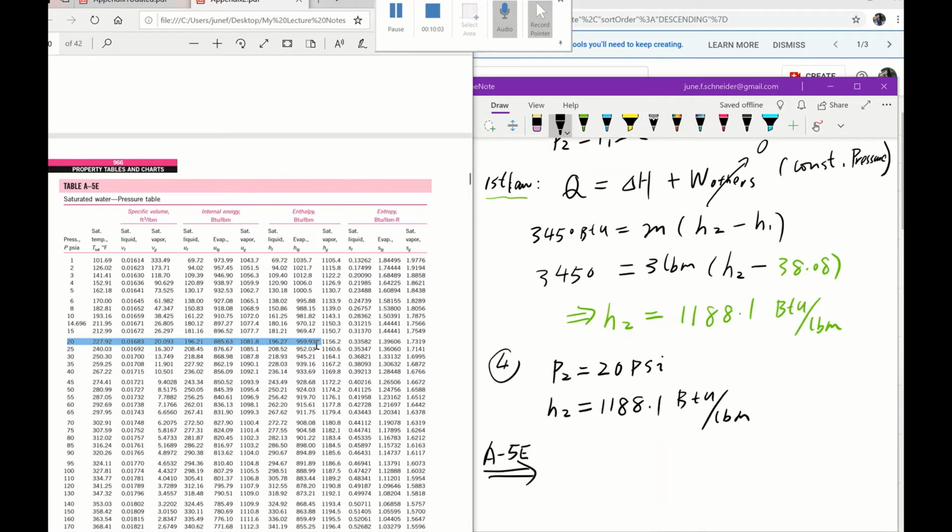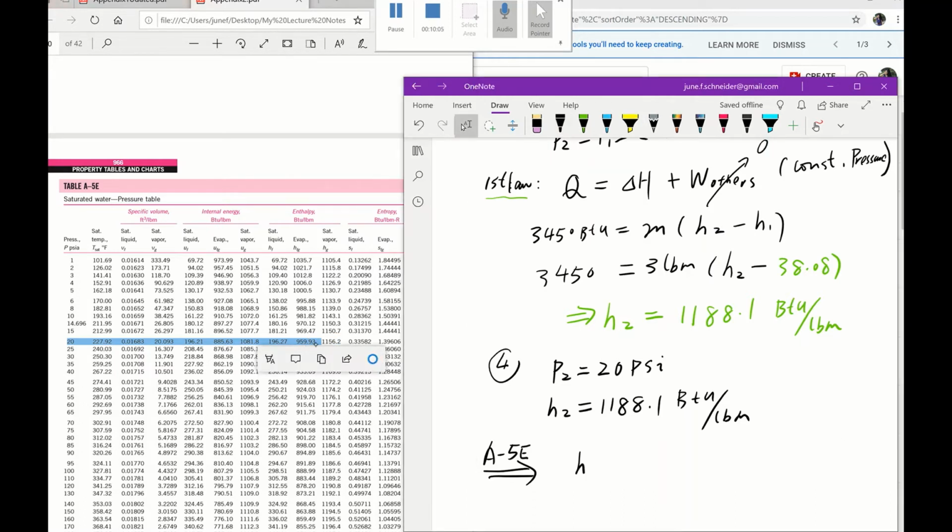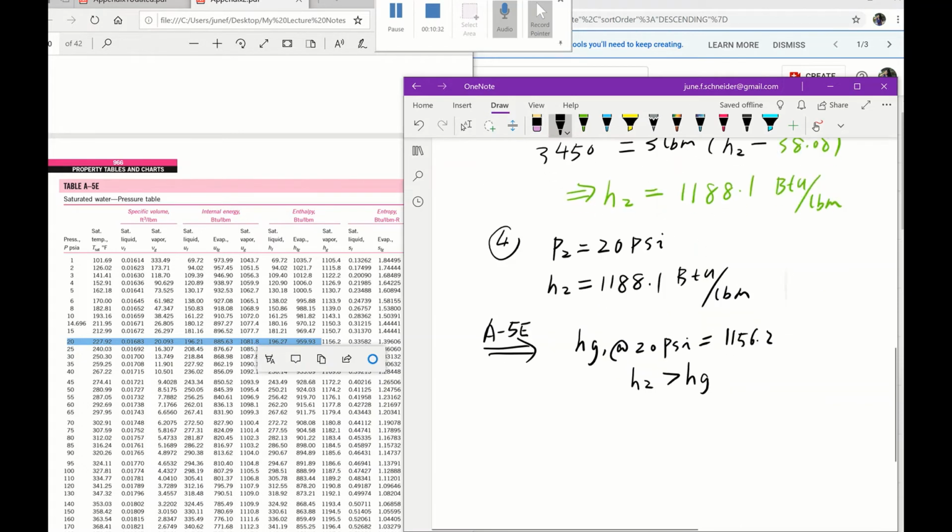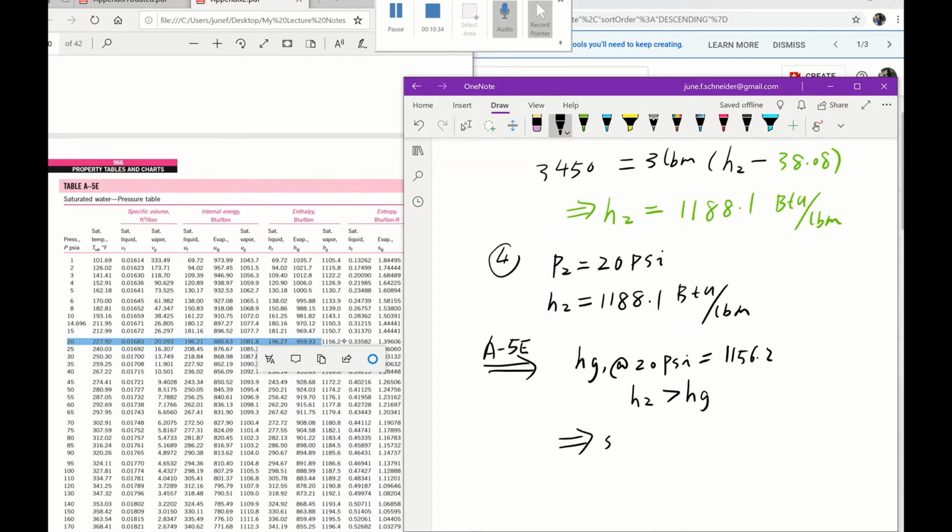So Hg here at 20 psi, it's this value, right? It's 1156.2. And our H2 value is even greater than Hg. That means this is a superheated vapor.